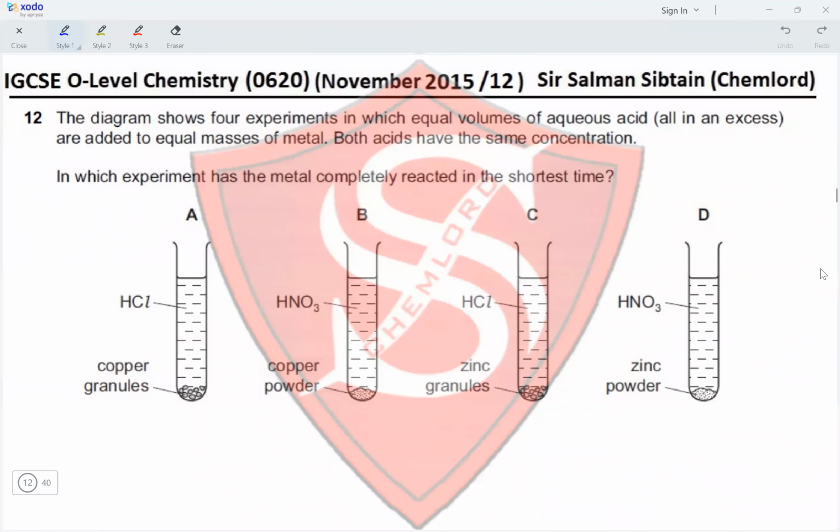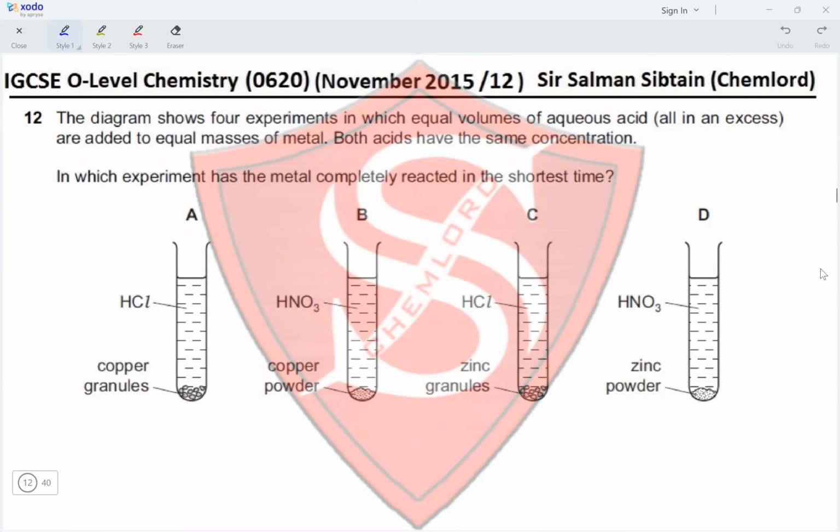Question 12. The diagram shows four experiments in which equal volumes of aqueous acid, all in excess, are added to equal masses of metal. Both acids have the same concentration. Okay. In which experiment has the metal completely reacted in the shortest time? So we have HCl with copper granules and HNO3 with copper granules.